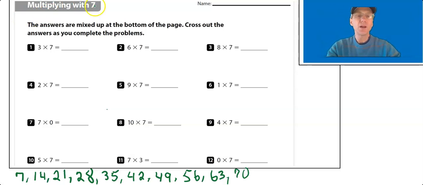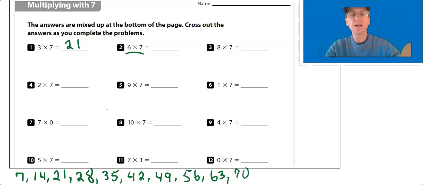Okay, so I'm just going to go through and do these. You cross them off at the bottom. So 3 times 7, my third multiple, 21. 6 times 7. Ooh, that was that one that we talked about. It's a memory fact. Tricky one. 42. 8 times 7, you could look it up. 1, 2, 3, 4, 5, 6, 7, 8. 56. 2 times 7, that's probably one that you're familiar with. 14.